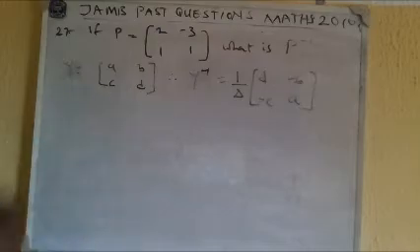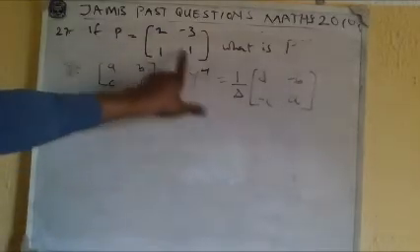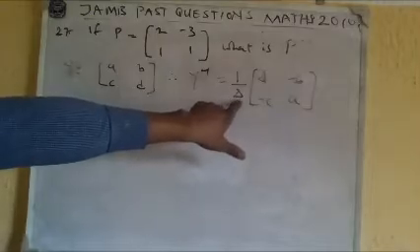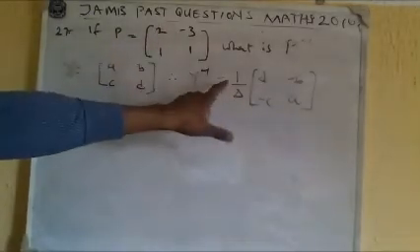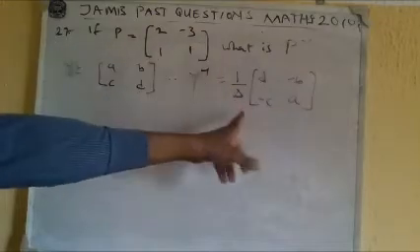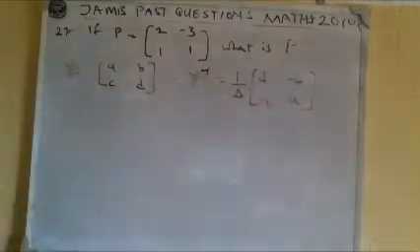So first of all, when you want to get the inverse of this, find the determinant. This symbol is the determinant. Find the determinant, then you take it as 1 over that determinant outside. Then multiply it by this kind of arrangement. Okay, let's do it.